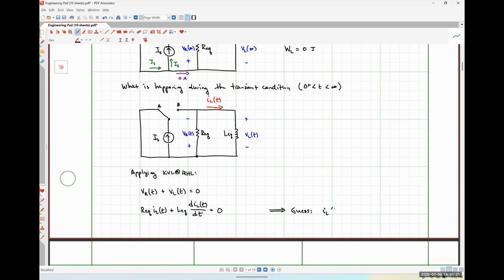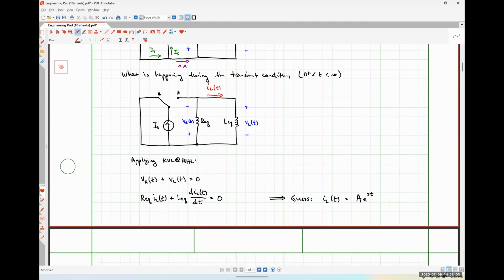So let's say that IL of t will be of the form A, where this is just an arbitrary scaling factor. We'll figure out what value it has in a couple of moments. E to the ST, where S is what's known as the natural frequency or the eigenvalue of the system. And it's just describing how this exponential function either decays or grows. We're going to wind up figuring out what value S has to have in order to satisfy this equation in a moment as well.